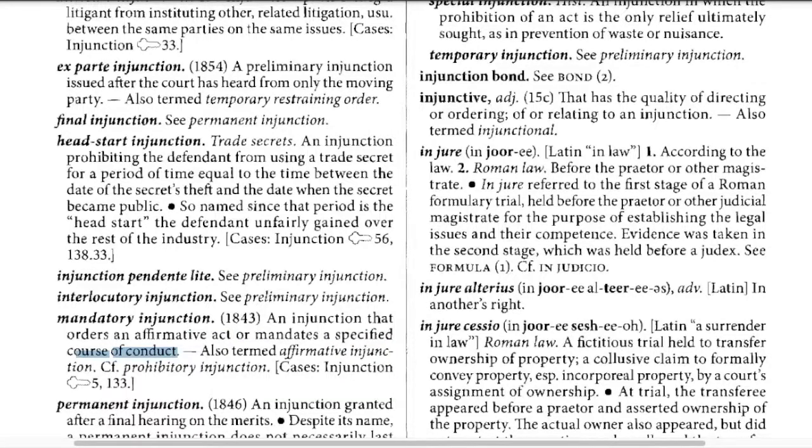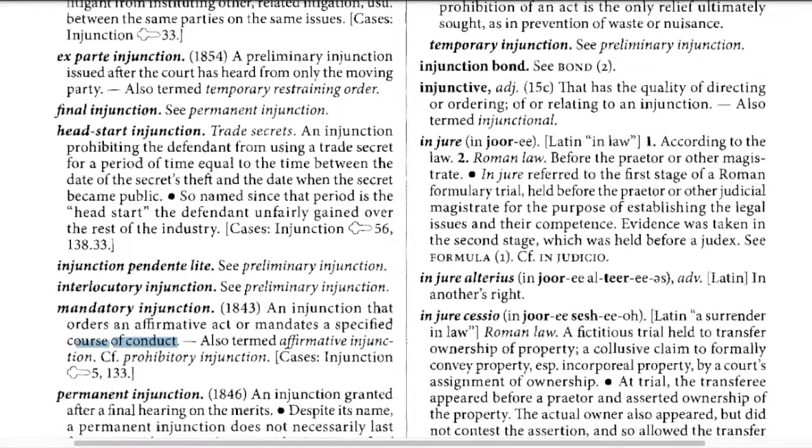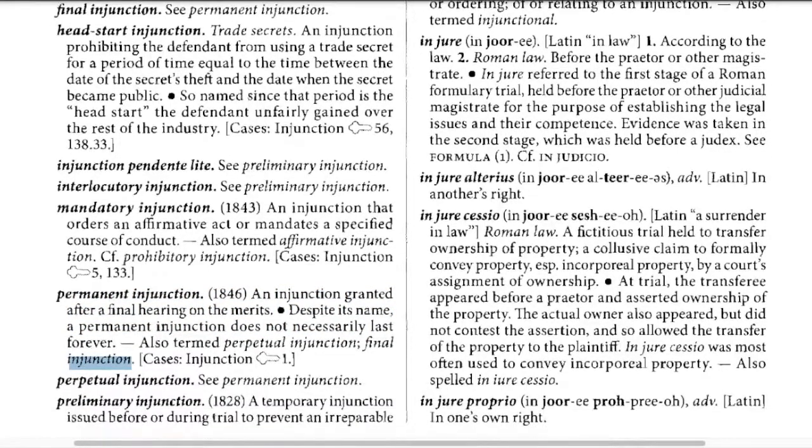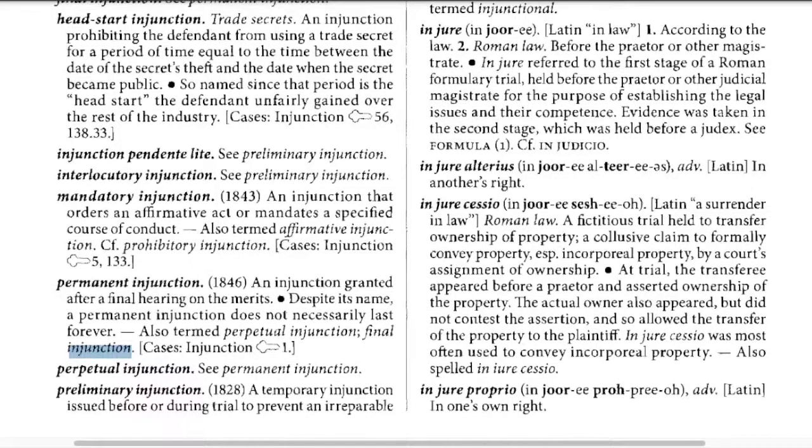But this is something that's going to be done in a trial, right? Same with this permanent injunction, right? And it's not even forever. It's a final injunction. Again, this comes from the case. But if you need to do something before the case starts, look to 1828, a temporary injunction issued before or during trial. So what other ones are similar to preliminary?